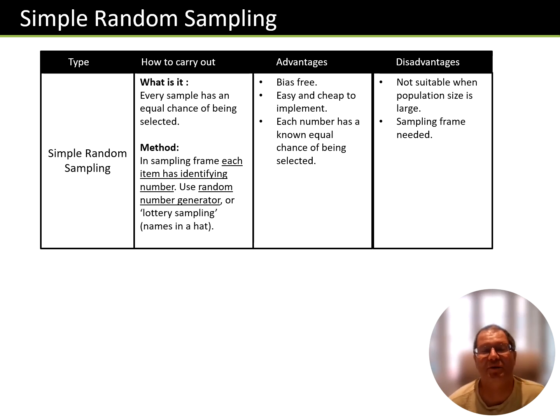The advantages of simple random sampling are that it is bias free because everybody gets the same chance, and it's easy and cheap to implement because you're not having to divide your data up into groups or whatever it might be. And each number has a known equal chance of being selected. However, it's not suitable when the population size is large. If there's 70 million people in the country and you want to sample them, then you don't just want to have a possible list of 70 million people and then pick one. And of course, you do need a sampling frame. Some of the methods of sampling we'll look at do not require a sampling frame, but for simple random sampling, you do need a sampling frame.